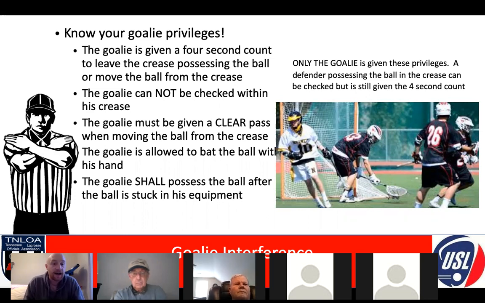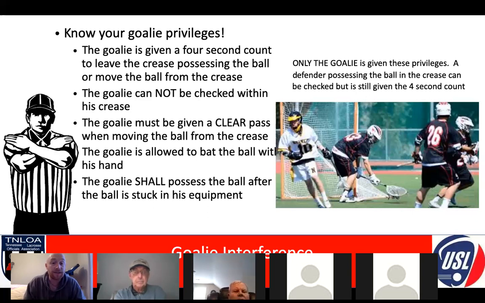The goalie cannot be checked within his own crease. Notice I said the goalie. If a defensive player is in the crease and possessing the ball, a player on the other team can check the snot out of him. It is fine. Only the goalie is given that privilege, not any defender within the crease. Only the goalie is given that privilege. So if you have the goalie inside the crease, loose ball, and there's a defensive guy inside the crease, and a guy outside the crease checks the other defender, it's legal. He just can't make contact to the goalie when he's in the crease.